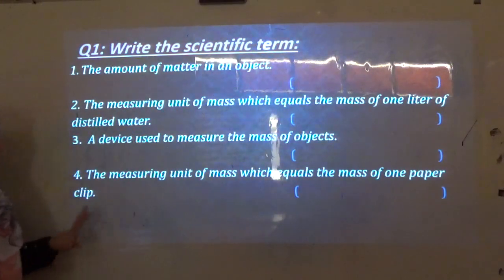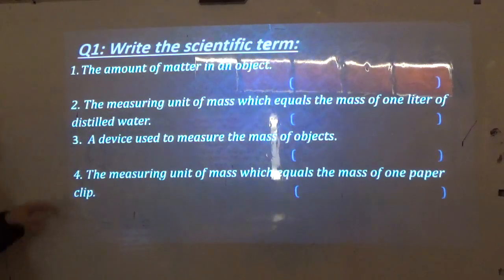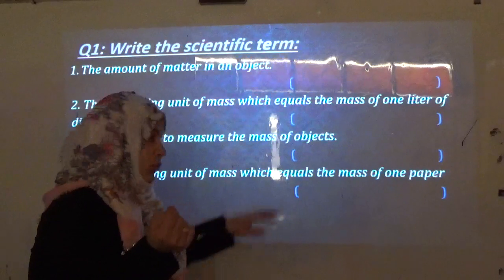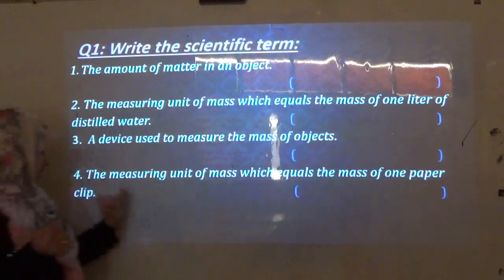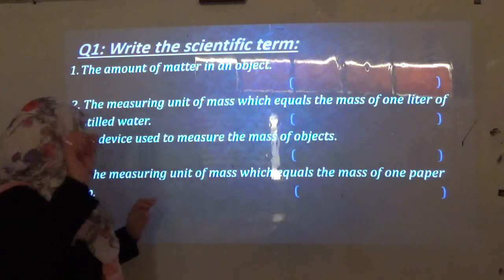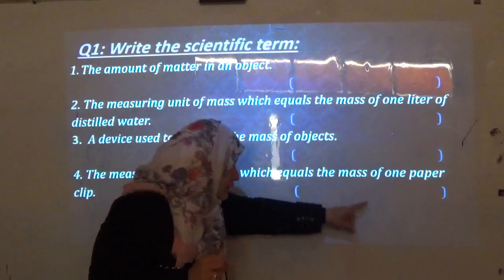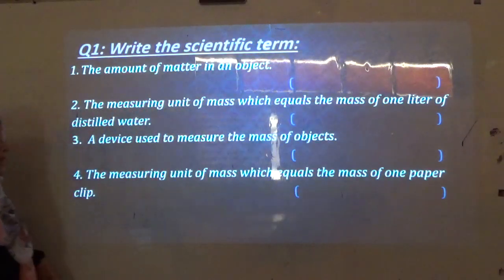And finally, the measuring unit of mass which equals the mass of 1 paper clip. When I say 1 paper clip, I mean the measuring unit which is used for small objects, like gold and silver. What is the measuring unit for small masses, which is equal to the mass of 1 paper clip? The answer will be gram.